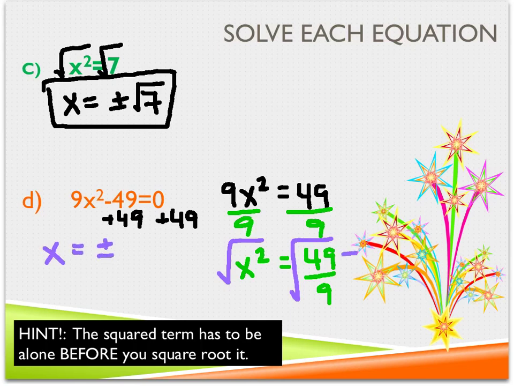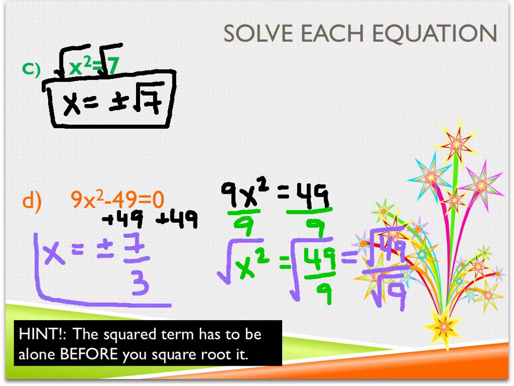Now remember, I can break this up into the square root of 49 over the square root of 9, both of which are perfect squares. So that's going to be x equals plus or minus 7 over 3. And those would be my answers. That's 2 answers there, right? And you can go ahead and plug them in separately into the equation to see that they work.